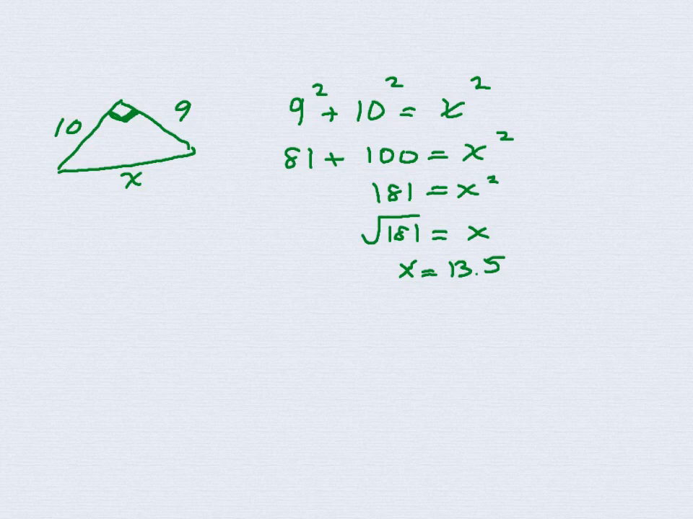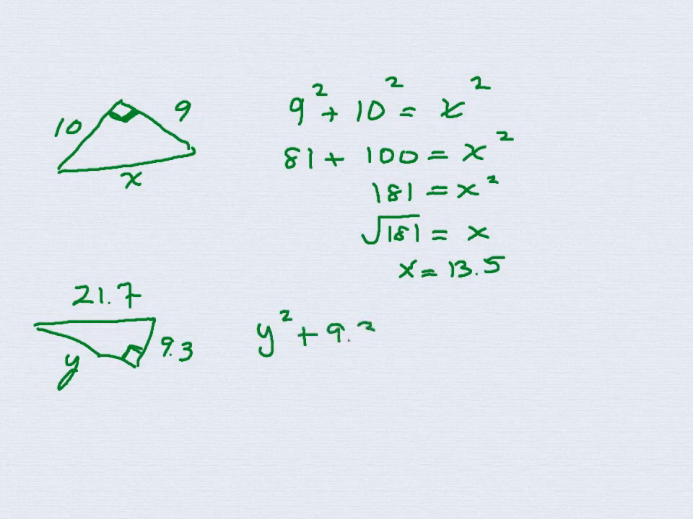The other kind of question you could potentially see, really only two kinds in the whole section, hopefully your triangles are better than mine, is if you get given the hypotenuse, 21.7, and you're given one of the legs, notice it's not very well to scale, 9.3, and you're asked to find the other leg. I would write the equation as y squared plus 9.3 squared equals 21.7 squared.